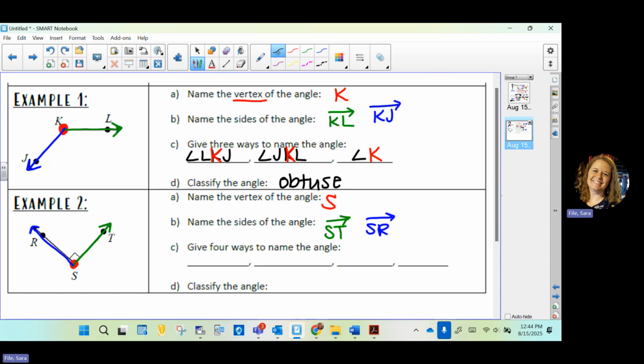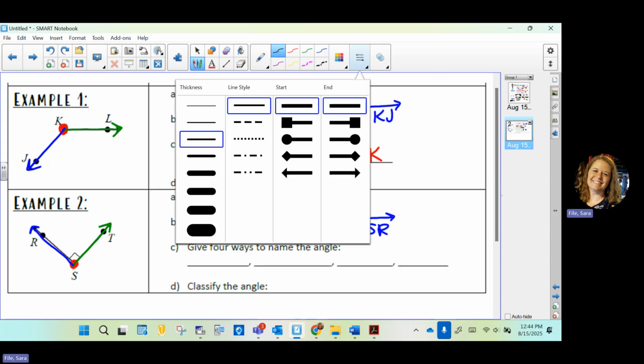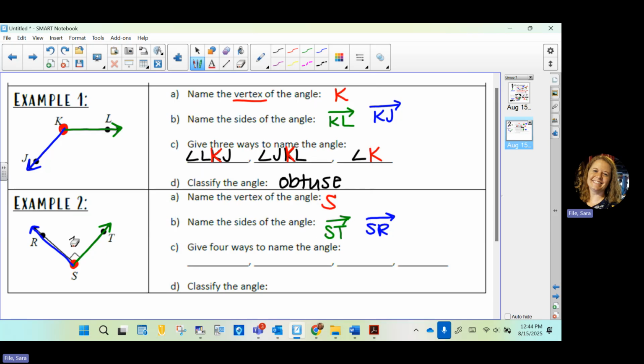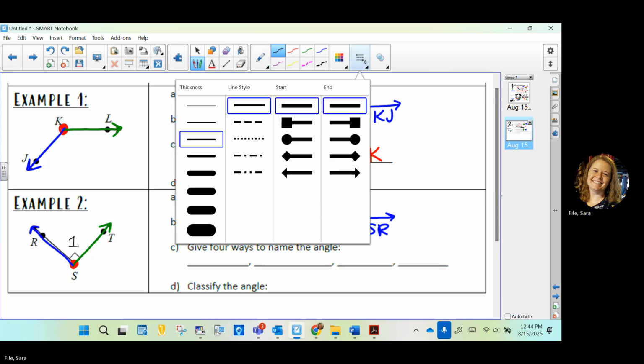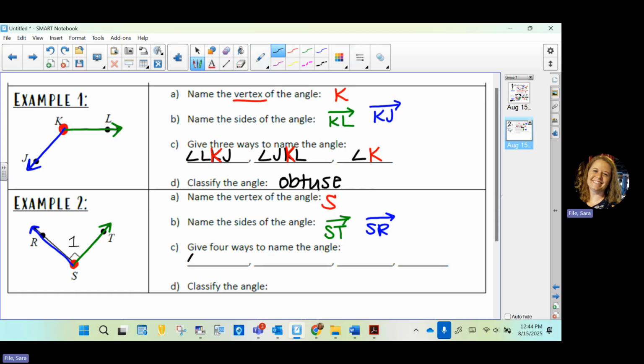Now this one's asking for 4 names, 4 ways to name it. So something's got to be missing here. So I'm just gonna put a 1 here. We're gonna put that there so there's a 4th way that we could name this. All right, so give me 1 way we could name this angle. RST, good.